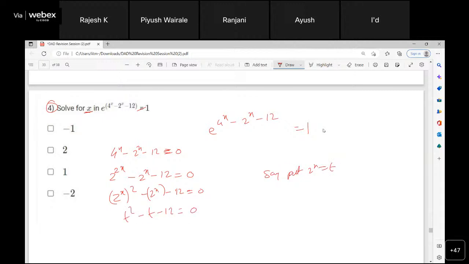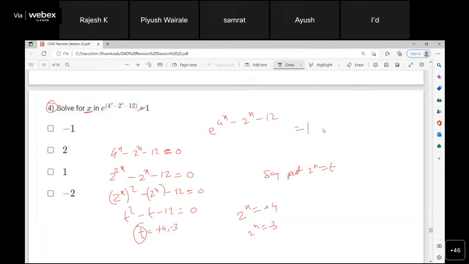Now what is the answer for this particular expression in t? Tell me. 4 and minus 3, so (t minus 4)(t plus 3) equals 0. So t equals 4 and minus 3. But my t is 2 to the power x, so 2^x equals 4 and 2^x equals minus 3.